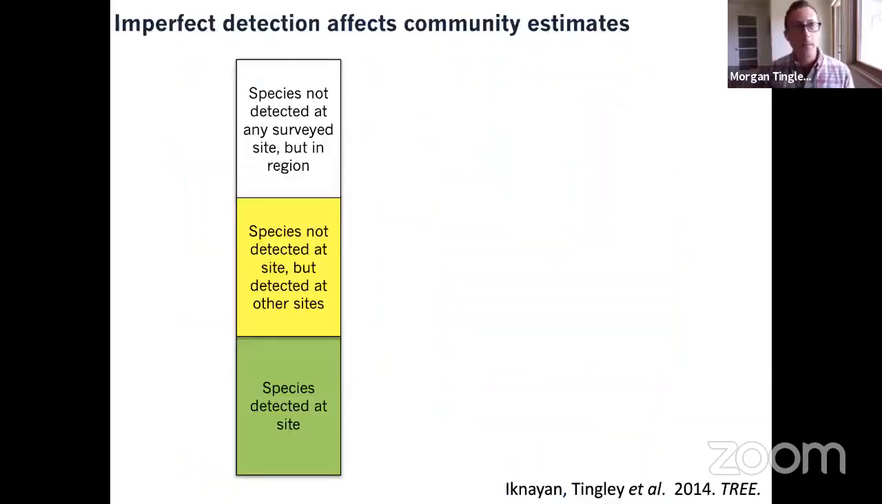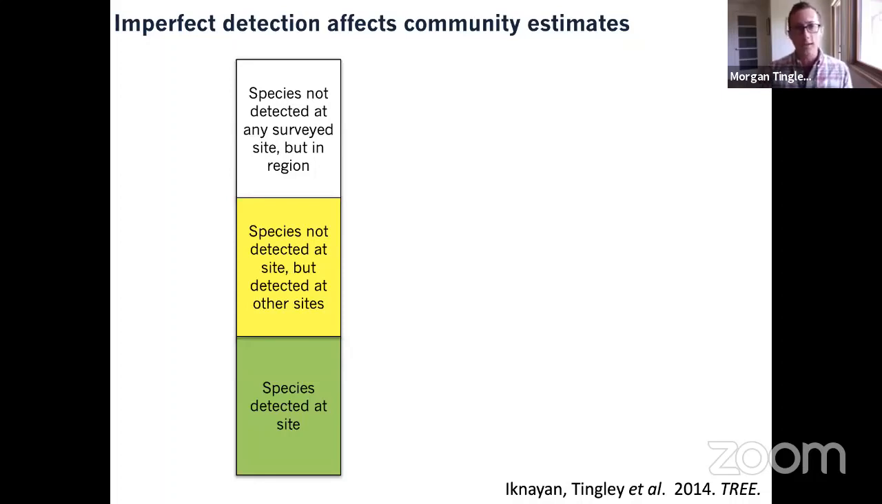We're talking today about community size and how we can estimate community size, because of course imperfect detection affects our estimates of community size because we're going to miss things, not just at the site level, but also at the region level. And so we can think of essentially the number of species that actually exist at a site as being composed of three different classes.